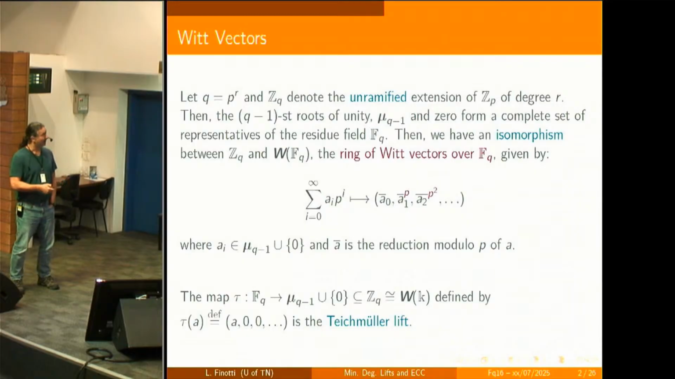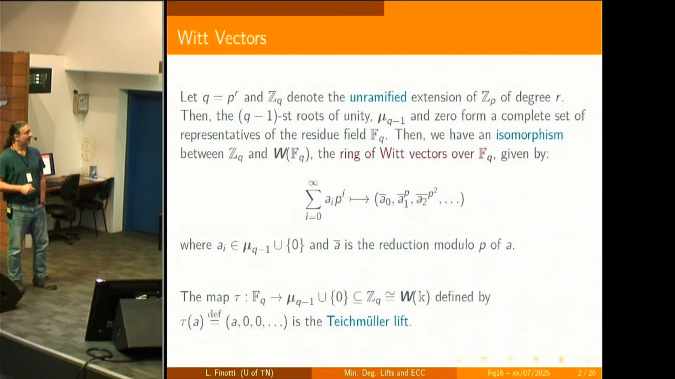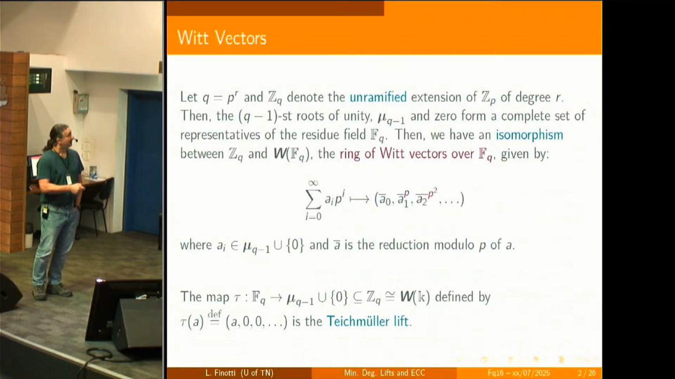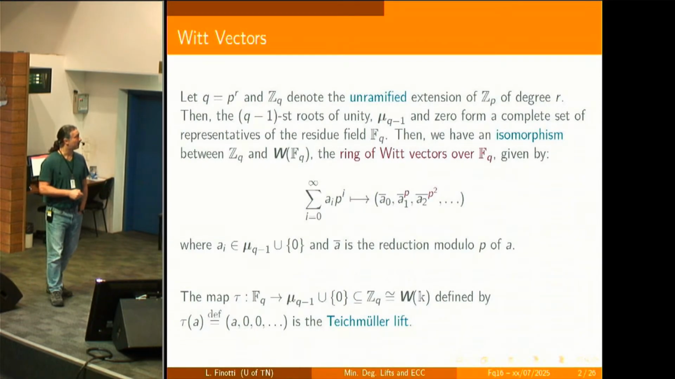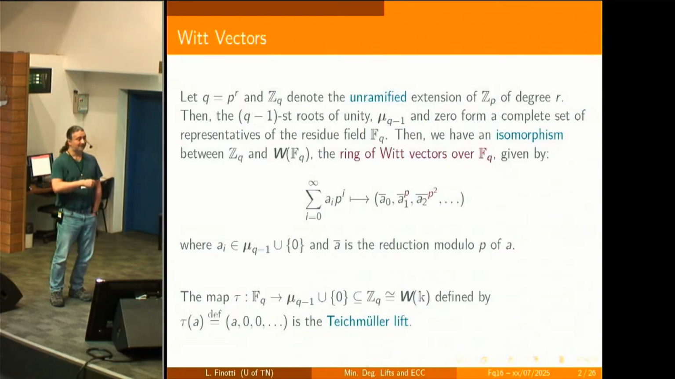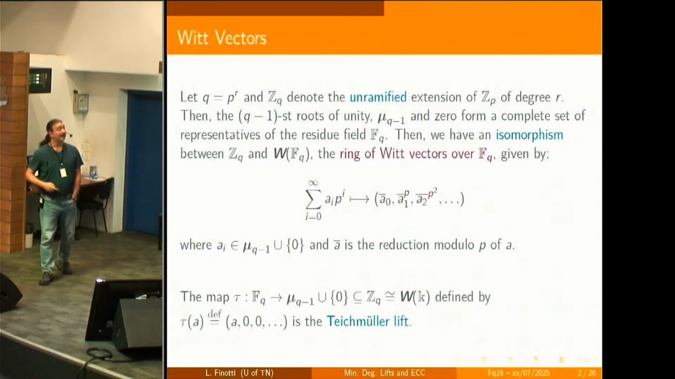And here we have a natural map from F_q to the set of representatives that we chose, the (q-1)th roots of unity in Z_q together with 0. We call this map, in this context, which takes an element of F_q to this vector, starting with the same element in F_q and zeros everywhere else, the Teichmüller lift.